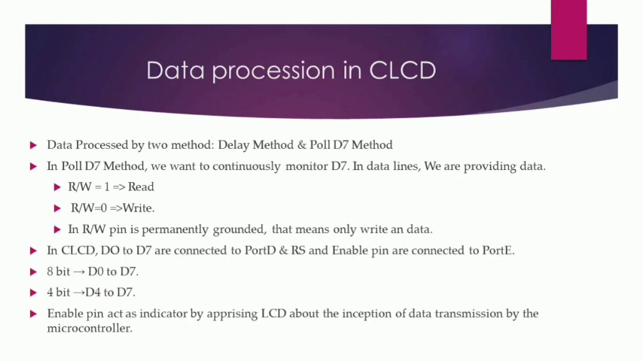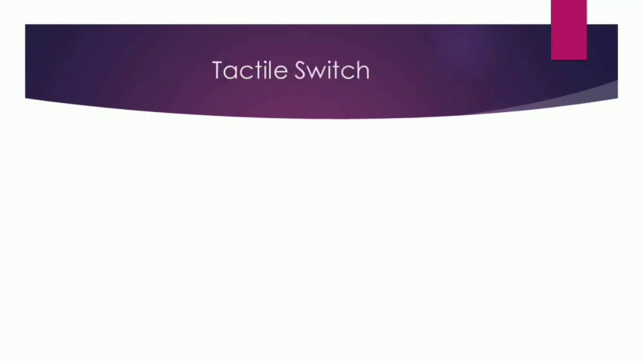In CLCD, D0 to D7 are connected to port D and the RS and enable pins are connected to port E. 8-bit means D0 to D7. 4-bit means D4 to D7. The enable pin acts as an indicator, apprising the LCD about the inception of data transmission by the microcontroller.